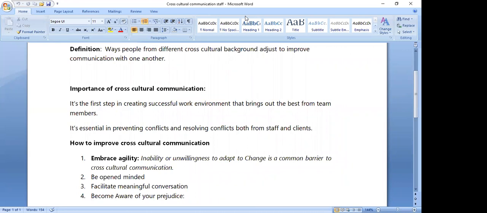Number three, to facilitate meaningful conversation. If you want to learn or improve your cross-cultural communication skills, you must be ready to engage in meaningful conversation. When we talk about meaningful conversation, we mean conversation that's geared towards a specific purpose. So it's not that every interaction is meaningful. Sometimes there are interactions that do not have a direction or a goal.